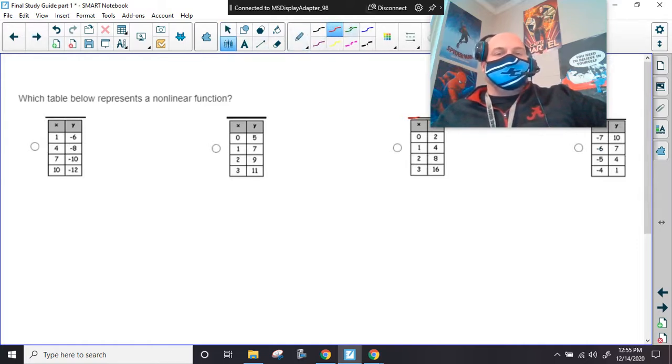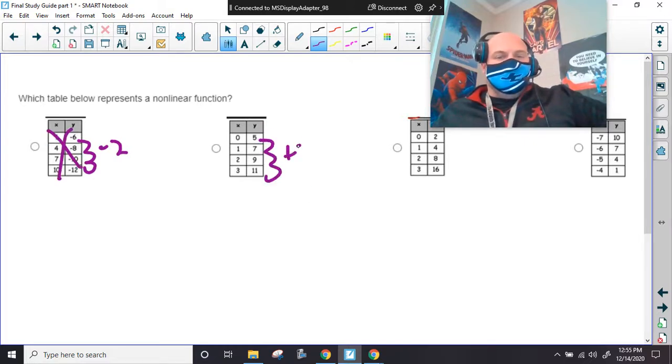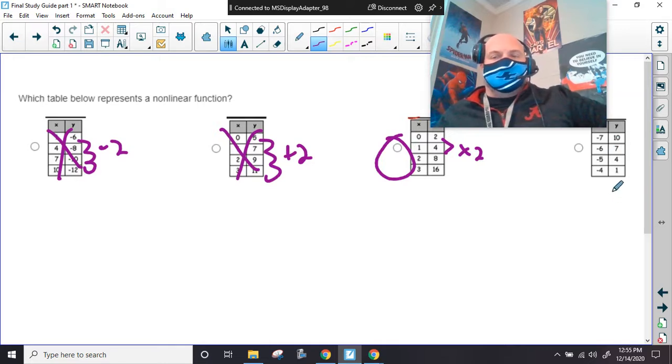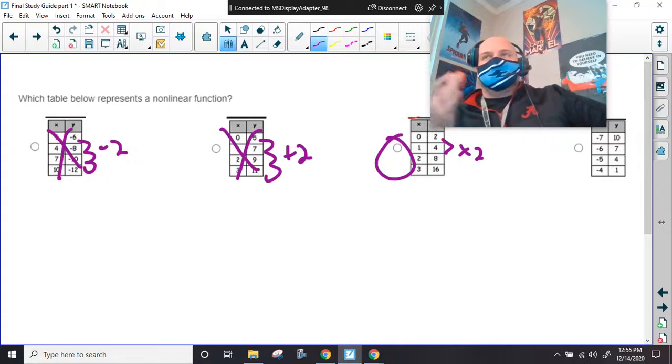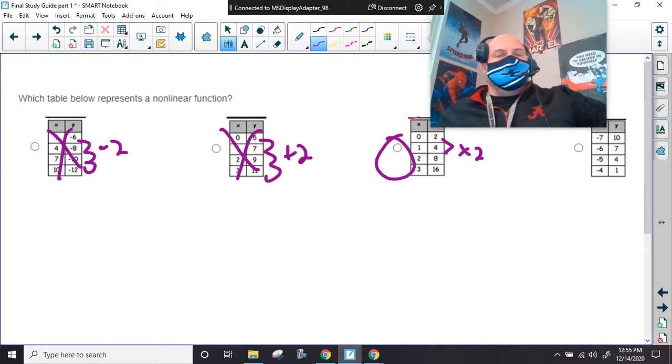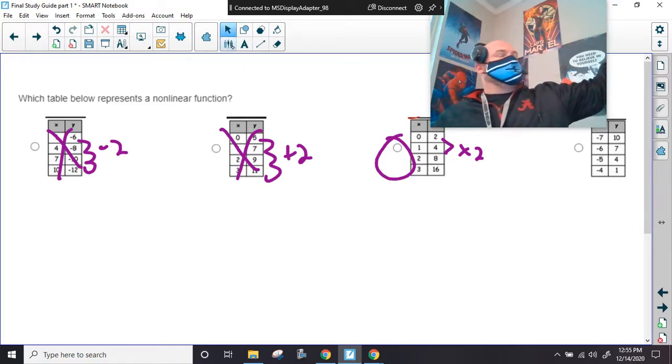Remember, nonlinear functions, the y values they multiply or something. So this looks like we're subtracting 2, so this is a no. This we're adding 2, so this is a no. This we're multiplying by 2, so this one's a yes. Oh, I don't even have to look at this one because I already got to my answer right here. Okay, nonlinear, the y values change by multiplying. Or they're symmetric like a quadratic.